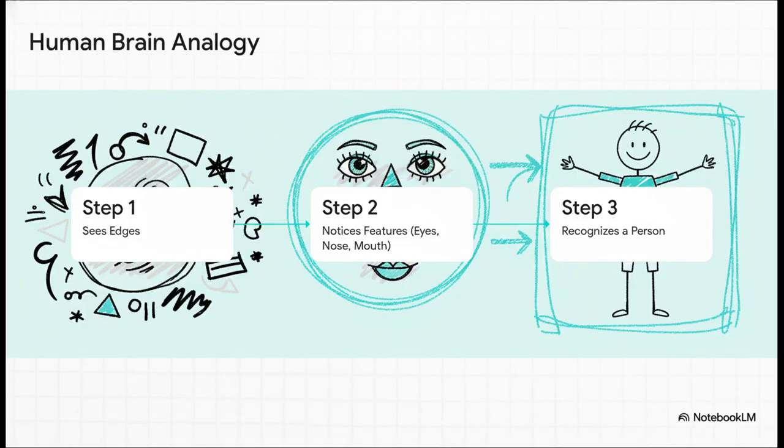Think about how you recognize a friend in a crowd. You don't just see Sarah instantly. No, your brain first processes the simple stuff, right? The edges and shapes of their face. Then it moves up a level, noticing key features like their eyes, their nose, and finally it puts all that together to go, ah, that's Sarah. Deep learning systems work in a very, very similar way, one step at a time.